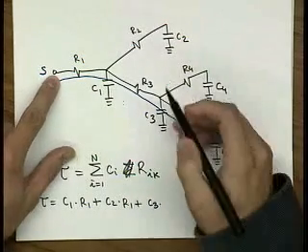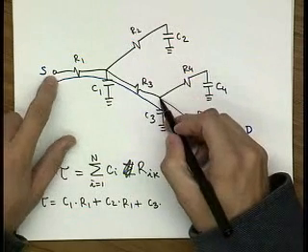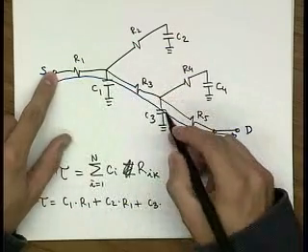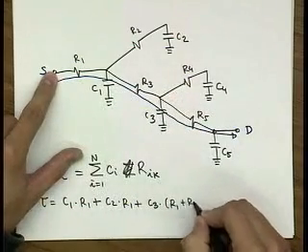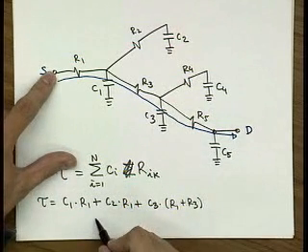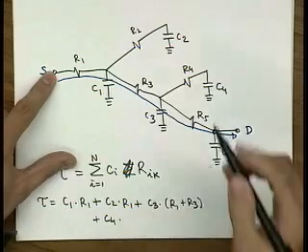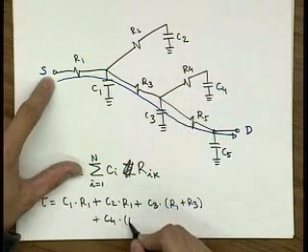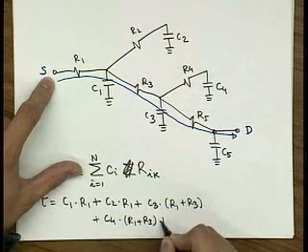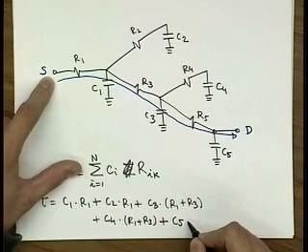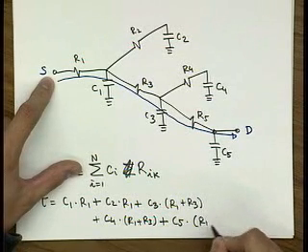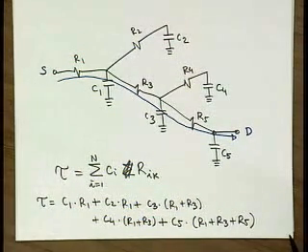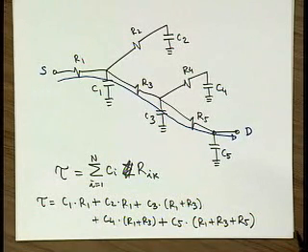Now you have C3. So that is basically mutual resistance between this node and S, and also this blue line over here. So you have R1 plus R3. Now you have C4. For the C4, you also have R1 plus R3, right? That's the mutual. And finally, for the C5, you have R1, R3, and R5. Okay.